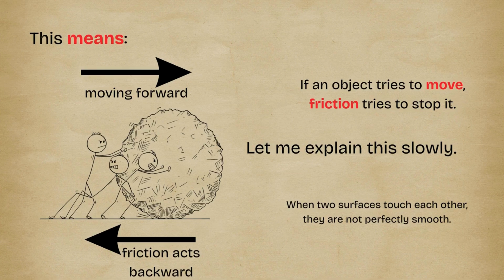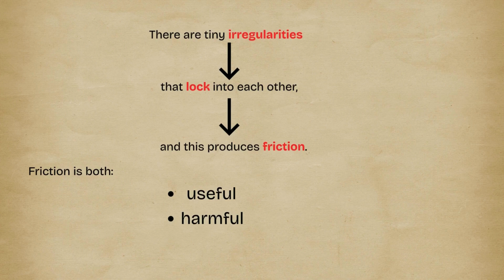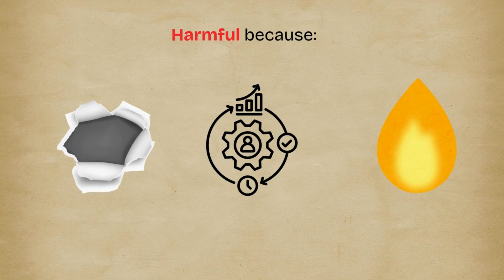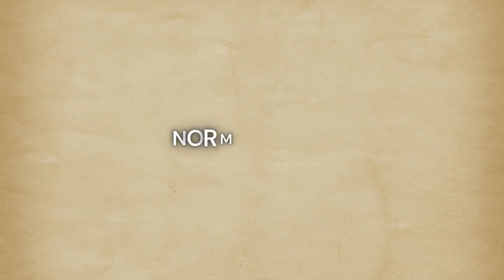When two surfaces touch each other, they are not perfectly smooth. There are tiny irregularities that lock into each other, and this produces friction. Friction is both useful and harmful. Useful because we can walk without slipping. Vehicles can stop using brakes. We can write on paper. Harmful because it causes wear and tear. It reduces efficiency. It produces unwanted heat.